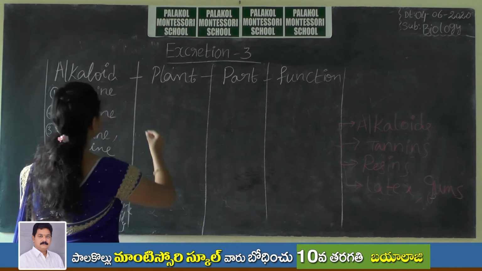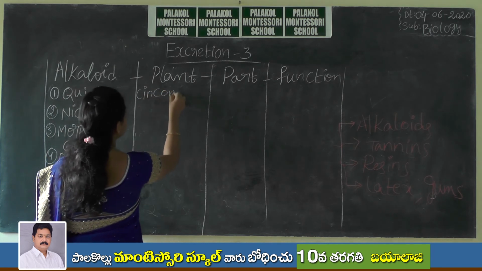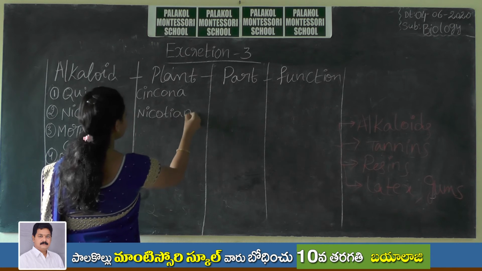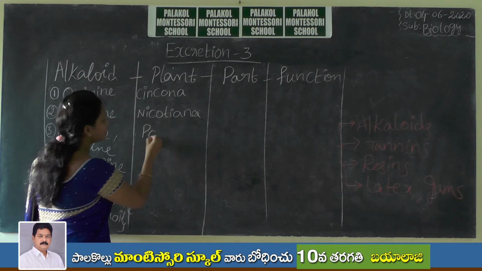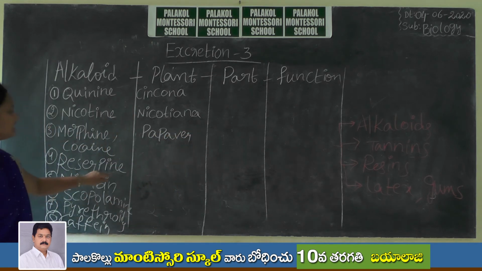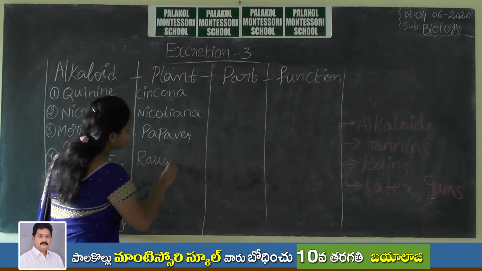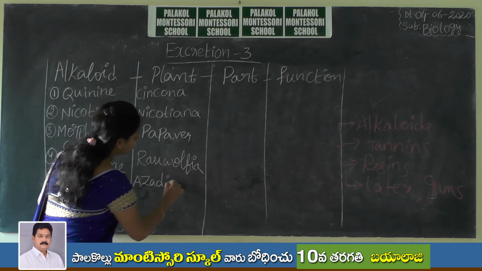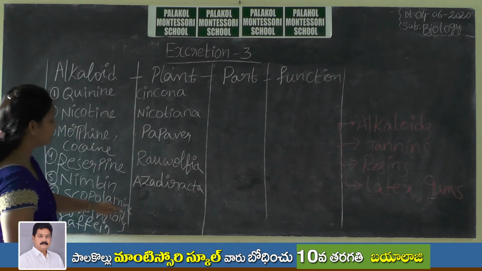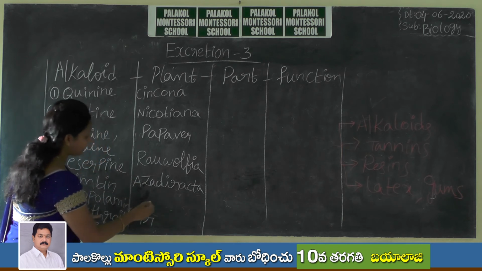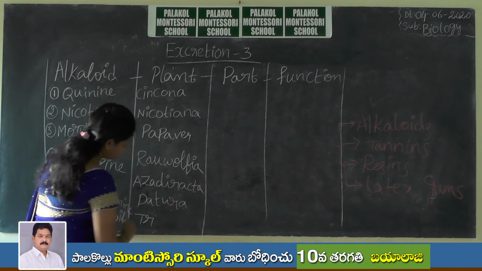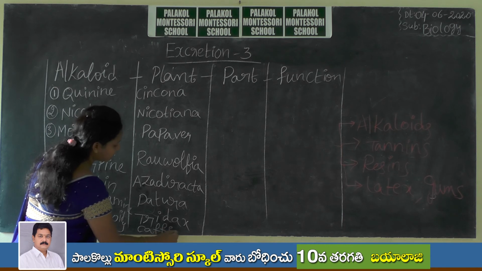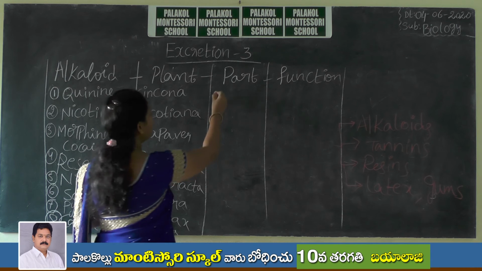The quinine is coming from the Cinchona officinalis plant. Nicotine is coming from Nicotiana tabacum. Morphine and cocaine are coming from the Papaver somniferum plant. Reserpine is coming from Rauwolfia serpentina. Next, nimbin is coming from Azadirachta indica. Scopolamine is coming from Datura. Pyrethroid is coming from the Tridax plant. Caffeine is coming from Coffea arabica.